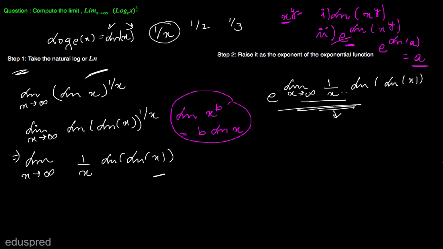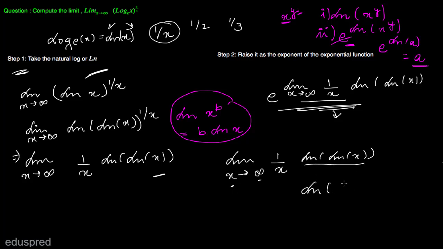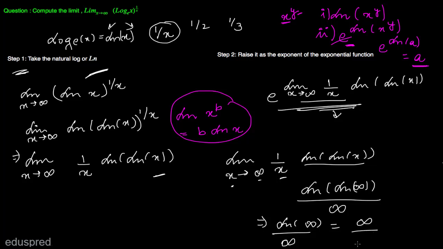So let's first work with the exponent. Your exponent is of the form limit x tends to infinity 1 divided by x ln of ln x. If you substitute the limit, you will notice that this takes the infinity by infinity form. That is, if I substitute infinity instead of x, then this expression becomes ln of ln infinity divided by infinity. Now ln of infinity is equal to infinity, so this gives ln infinity divided by infinity, and again ln of infinity is infinity, so this gives infinity divided by infinity. And whenever after substituting the limit you get infinity by infinity or 0 by 0 form, then you are supposed to use L'Hopital's rule.